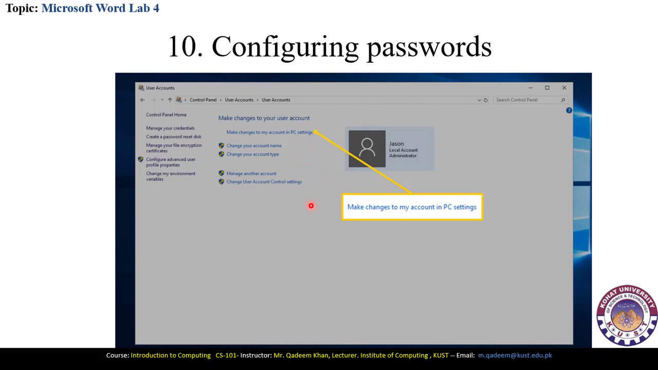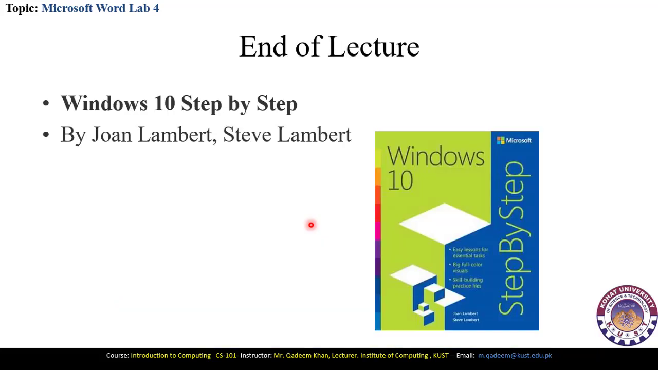So these are different features you must use, so that you may be able to become an expert in Windows. And this is the book for Windows 10. If you want to study about Windows, it is Step by Step Windows 10, written by John Lambert and Steve Lambert. You should download and study this book.